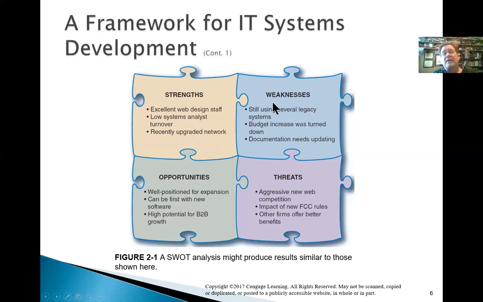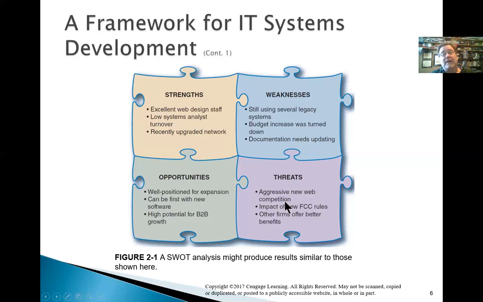Weaknesses and threats. Weaknesses are things working against, not so much the idea, but what are the weaknesses you're trying to compensate for. Weaknesses are internal, threats are external. In this case, a weakness inside of our organization is that we're using several legacy systems. Our budget was turned down. Sorry, it's a little close to my heart right now. But anyway, our budget was turned down, and our internal documentation needs updating, which means we're going to need people to do it. All that's inside of our business.